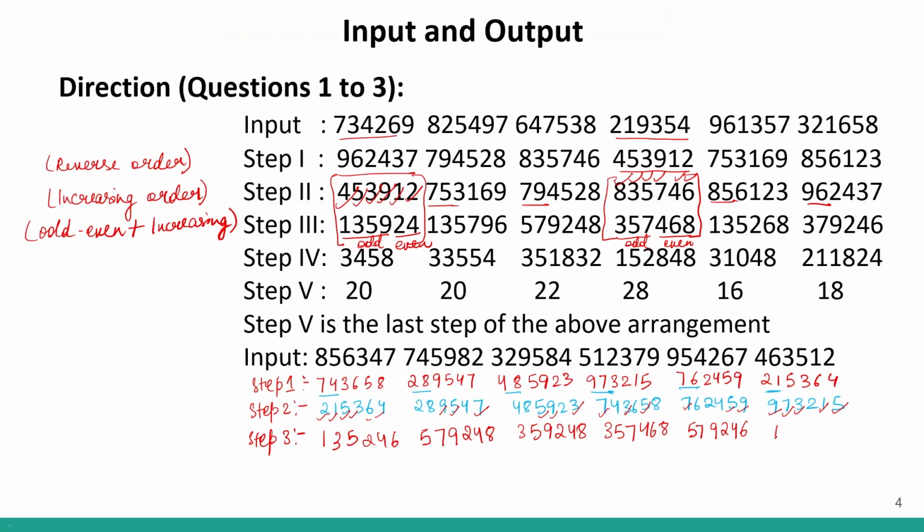Similarly, in this step, we have 1, 3, 7, 5, 9. All these are odd numbers. So 1, 3, 5, 7, 9 and then even number which is 2. So this will be step 3. Correct? Moving on to step 4.